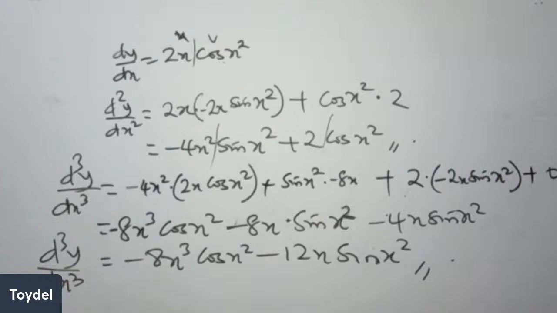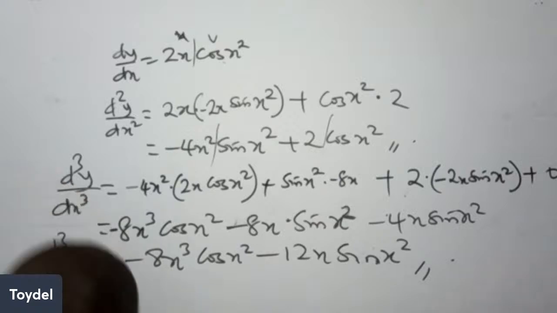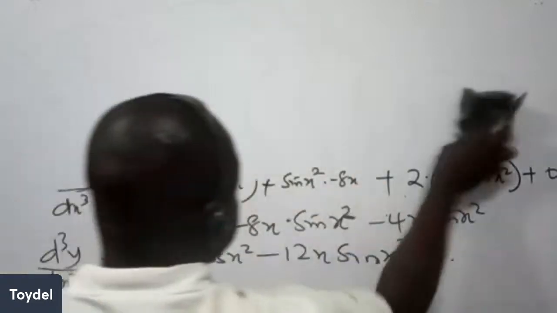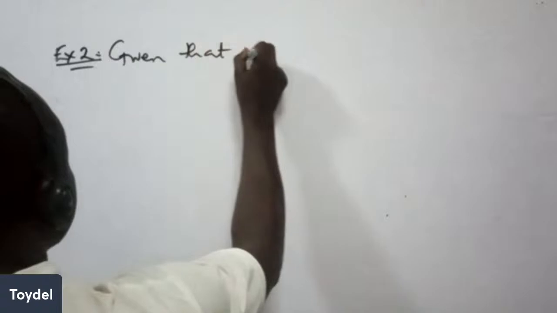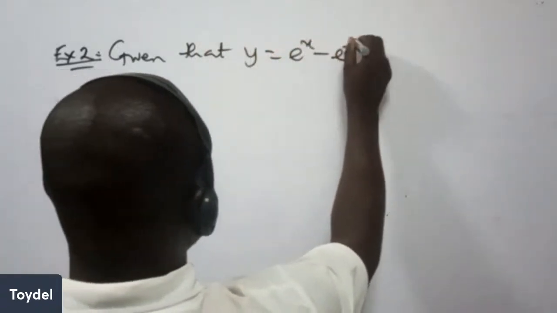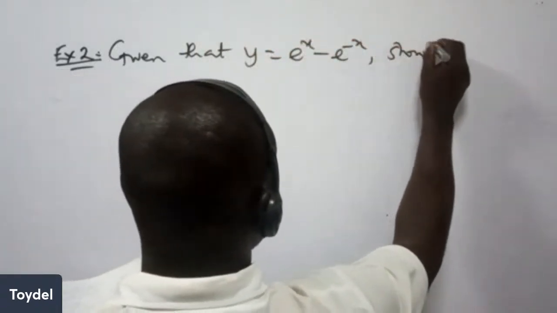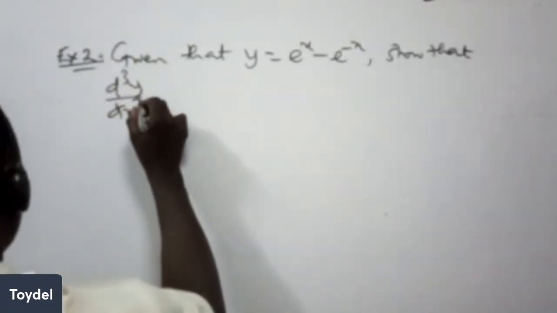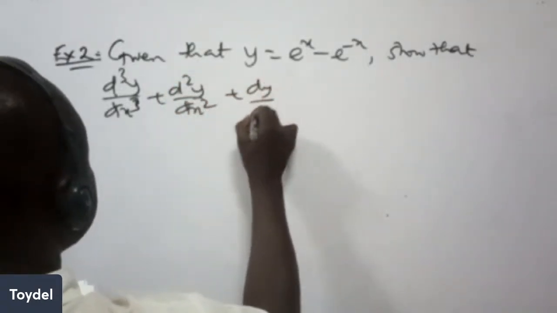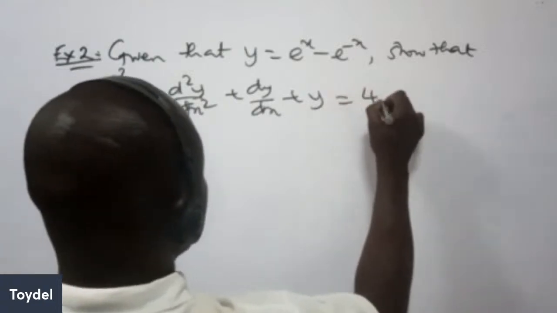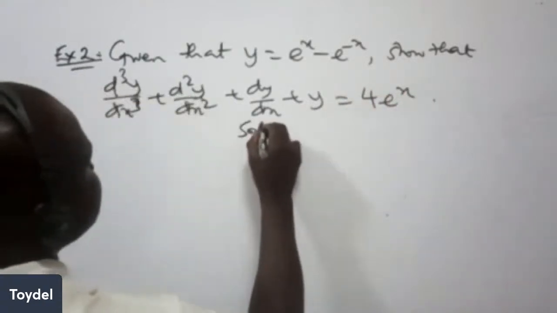So let's take another example. Example 2, where we have given that y is equal to e^x minus e^(-x). Show that d³y/dx³ plus d²y/dx² plus dy/dx plus y is equal to 4e^x. This is what we are given.